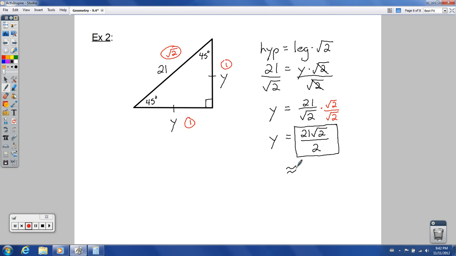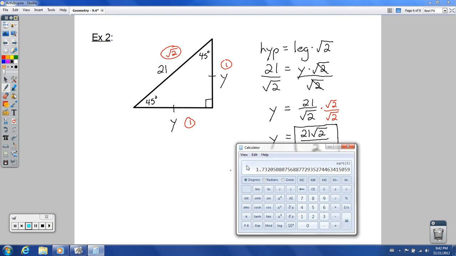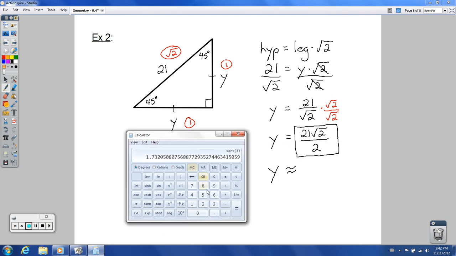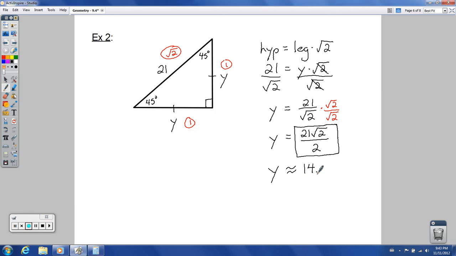If I were to plug this into a calculator, I could get an approximate answer. So let's do that right here. Let's see what that equals. 21 times the square root of 2 is 29.698, and so on. Keep going. Divide that by 2, and we get about 14.85. Let's round that to 2 digits. 14.85 approximately. There are no units, so I do not include units here. But those are two possible answers. So if they said exact, you'd leave it like this. Approximate, you'd leave it like that.